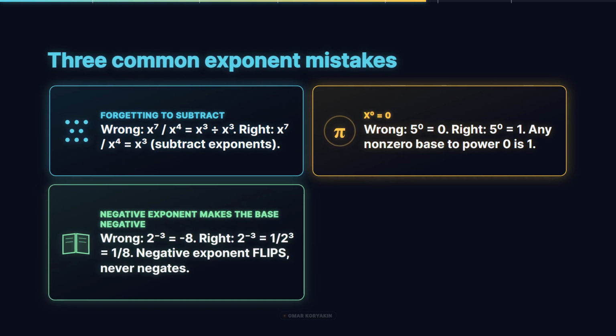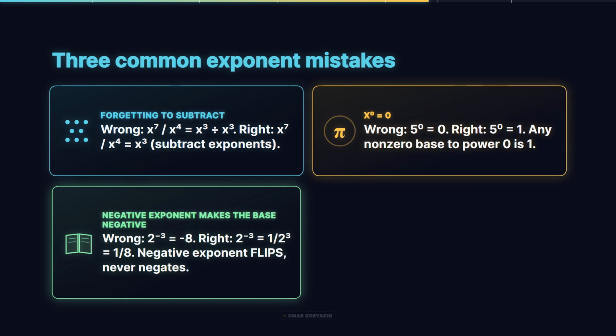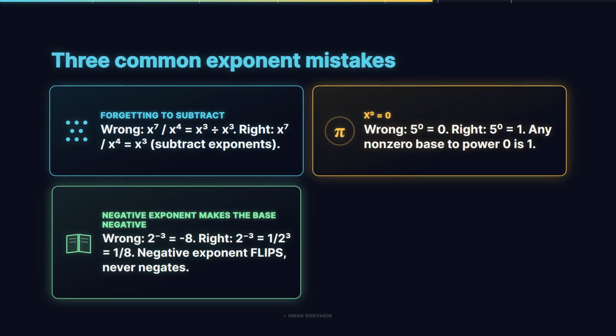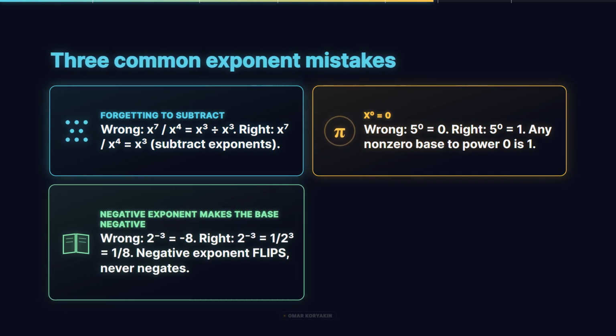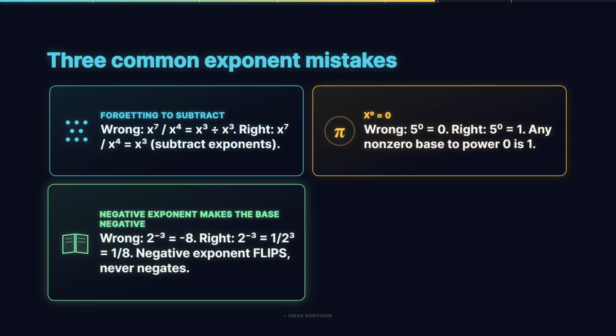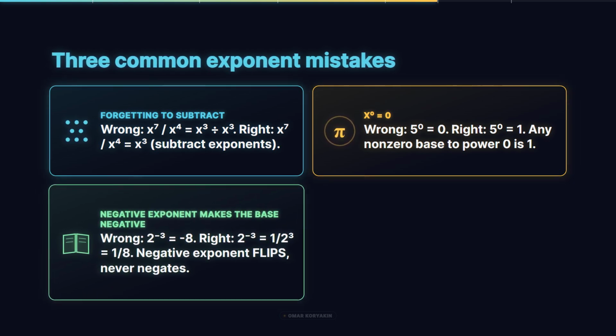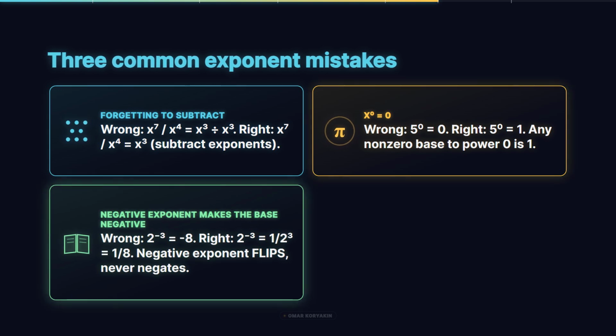Third mistake: a student thinks that a negative exponent makes the base negative. They write 2 to the negative 3 equals negative 8. That is wrong. A negative exponent flips the base into a fraction. It does not negate the base. The correct value is 2 to the negative 3 equals 1 over 2 cubed, which equals 1 over 8.